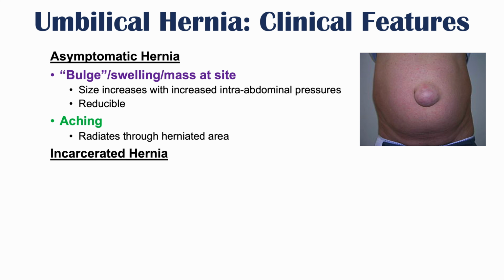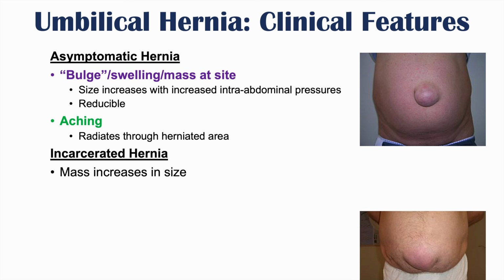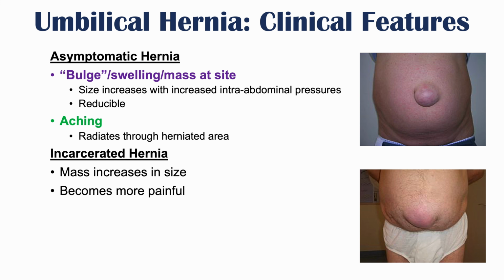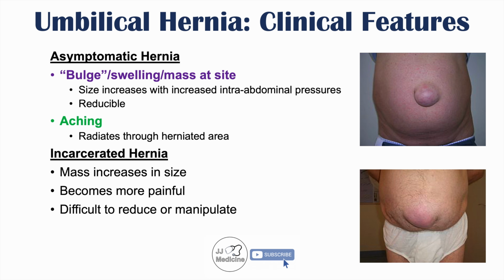Now, the next type of hernia that an asymptomatic hernia can develop into is an incarcerated hernia. So an incarcerated hernia is when the mass increases in size, so it can become quite large, and oftentimes the hernia becomes more painful. And what's key with an incarcerated hernia is that it is difficult to reduce or manipulate. So it becomes so large, it becomes difficult to push back in. So it pops out, and then some of the tissue can squeeze on the hernia, making it more difficult for someone to push the abdominal contents back into the abdominal cavity. So this is what we call an incarcerated hernia.